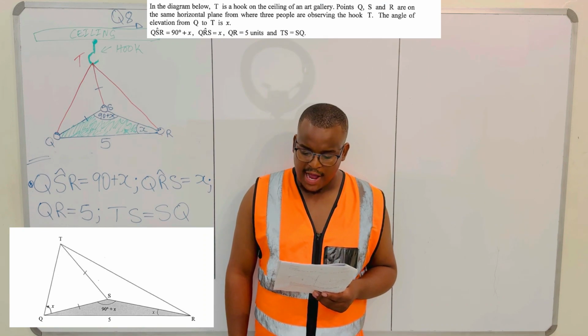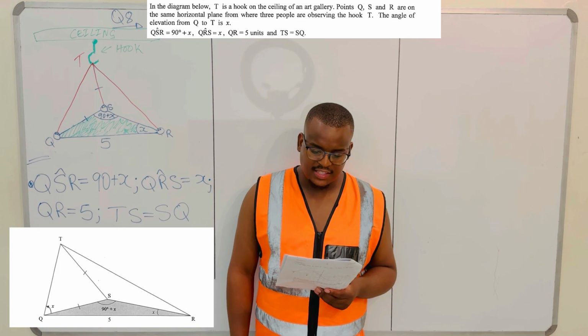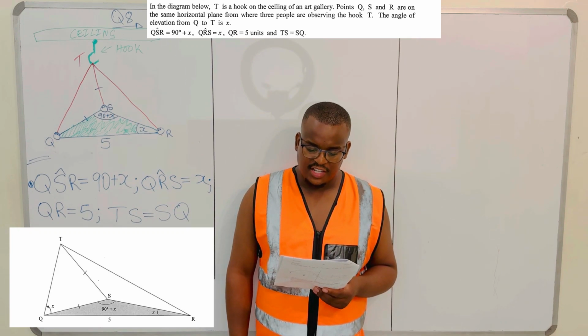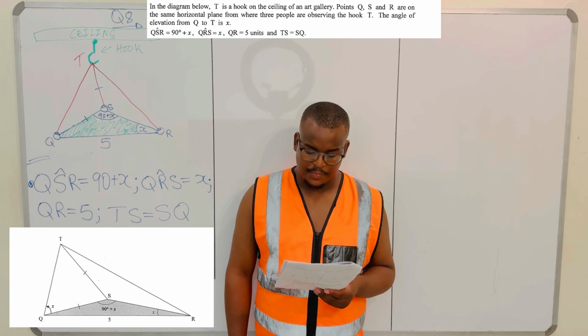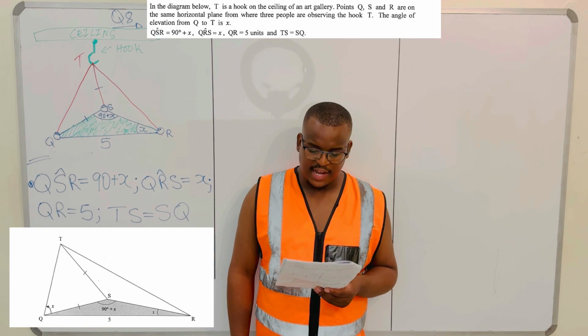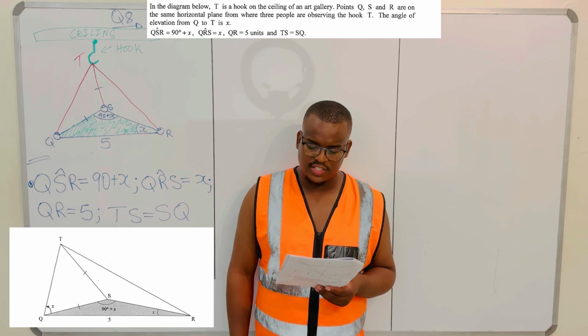Points Q, R, and S are on the same horizontal plane from where three people are observing the hook T. The angle of elevation from Q to T is X. Let me repeat this again. In the diagram below, T is a hook on the ceiling of an art gallery. Points Q, S, and R are on the same horizontal plane from where three people are observing the hook T. The angle of elevation from Q to T is X.